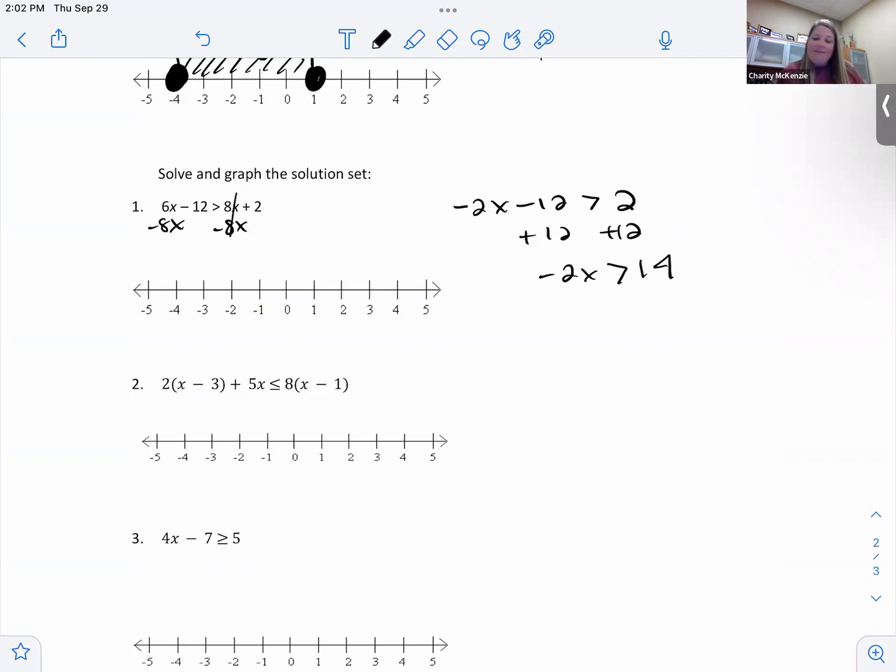So let me say that again. If I divide or multiply by a negative, I have to switch the inequality sign. And that's because it switches the way the numbers work.